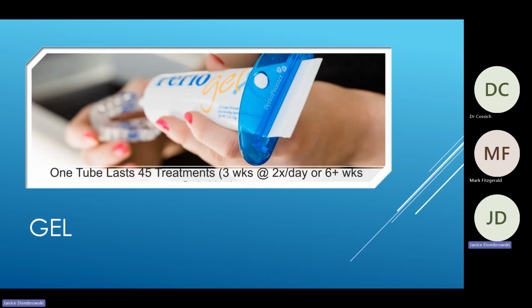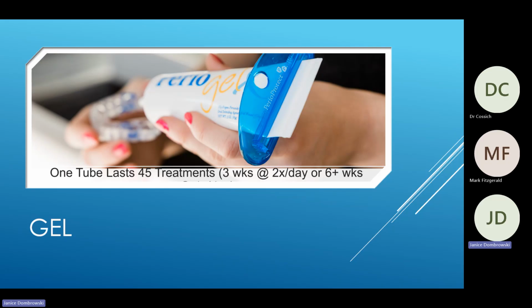This is what the gel looks like. You may either have the Perio Gel X or the regular Perio Gel. The Gel X just has xylitol in it, and it's not as minty as the regular Perio Gel. But when you start with trays, you're going to want to use them twice a day for 3 weeks, and a tube will last 3 weeks. So that first tube will last 3 weeks, and then you'll have the other 2 tubes, which last 6 weeks.